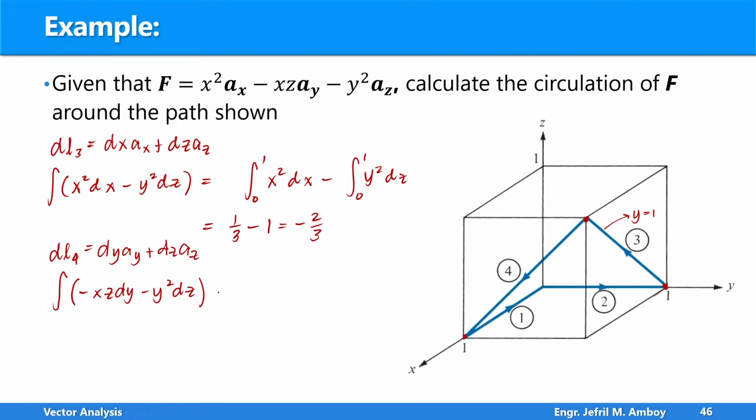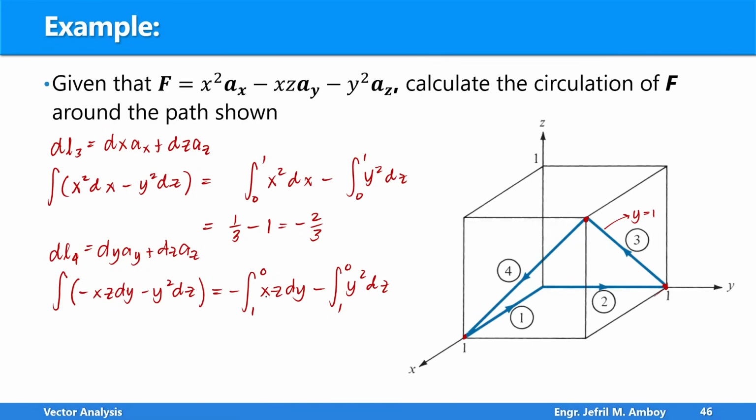Now, we separate these two integrals. We have negative of the integral of xz dy minus the integral of y squared dz. Now, let's indicate the limits. From this point, the value of y is 1. And at this point, the value of y is 0. For the second integral here, z is 1 and there, z is 0. So 1 to 0. Here, the variable is y because we have the differential dy.